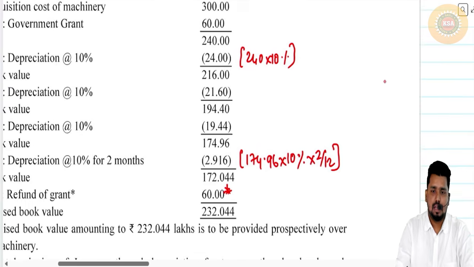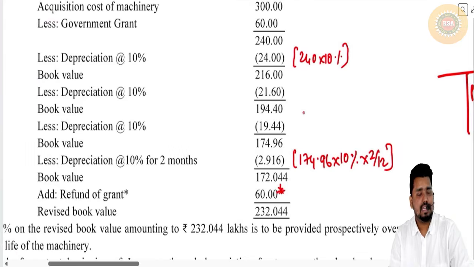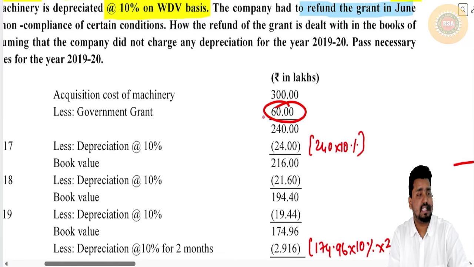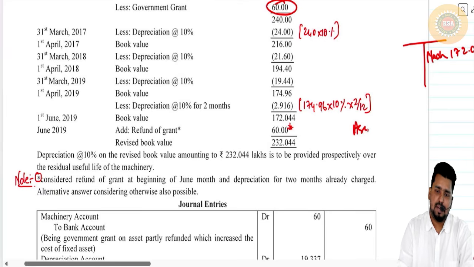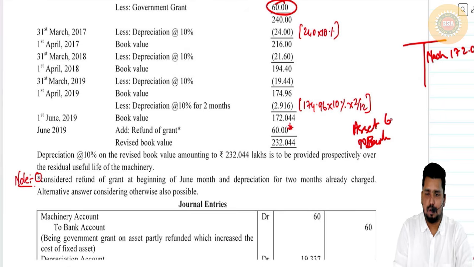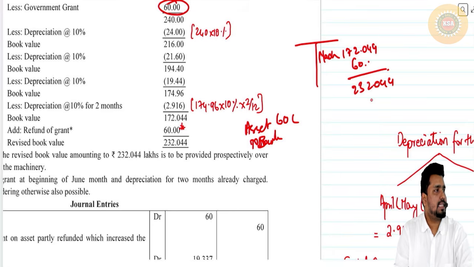Repeat once again. On the date of refund, what is the machinery carrying amount? 172.044. Correct? Now what is happening? We are refunding. This is what method? Method 1, adjusted with the cost, or we are showing it as deferred income. Adjusted with the cost. Then what is the refund entry? Tell me. Asset account debit to bank account. What is the name of the asset? Machinery. Therefore, machinery account debit to bank account. How much? 60. So if I add 60, what is the revised value now? 232.044. Yes or no?